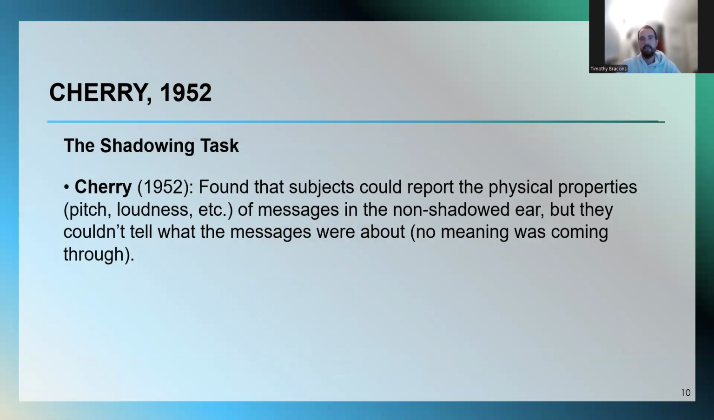So to test this, Cherry tested this, and he tested it using that shadowing task. And what they found was that while they're doing this shadowing task, they would ask participants afterward to report what they heard in the unattended ear, so the ear they were ignoring. And what they found was that they could report certain physical characteristics of the stimuli. They could say how loud it was, the pitch, the location, things like that. But they could not report any meaning. So they didn't know what it was. They could just say, oh, it was really loud, or it beeped, or it sounded like it was going in different areas, but they didn't know the meaning of it. So no meaning was coming through.